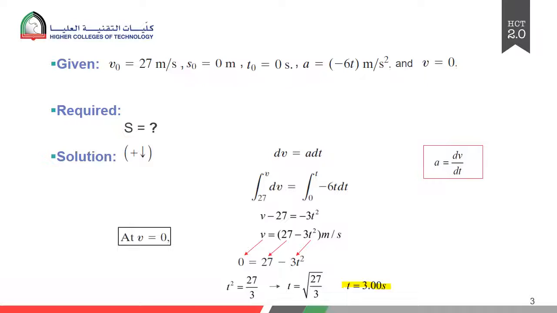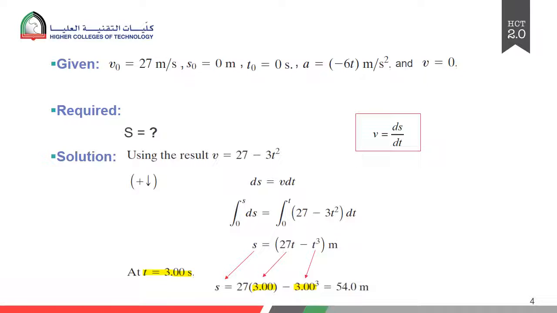Integrate both sides, dv from initial v of 27 to v, and dt from t equals 0 to t. After the integration, you will have v equals 27 minus 3t squared meters per second. Substitute v equals 0 in the equation to find the time.